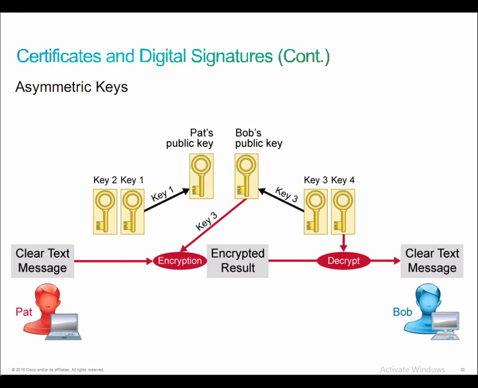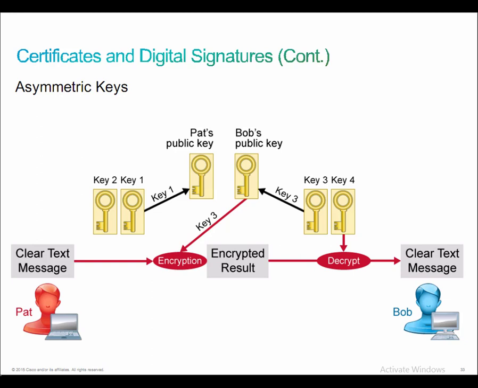Now you see here there's 4 keys in this process, and that's because both Pat and Bob have their own key pairs, right? So Bob's going to have a private and public key, and Pat is going to have a private and public key as well. So that's what we're describing in this process. Having only one key doesn't release or make the data available to read.